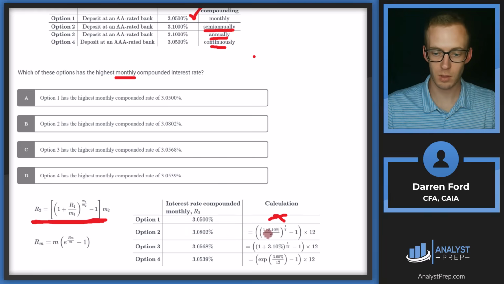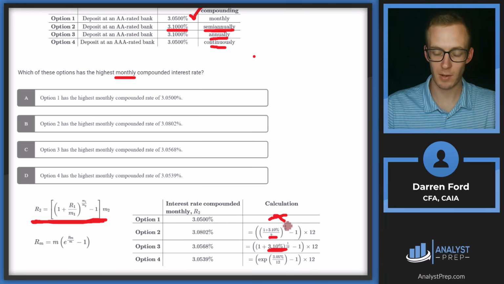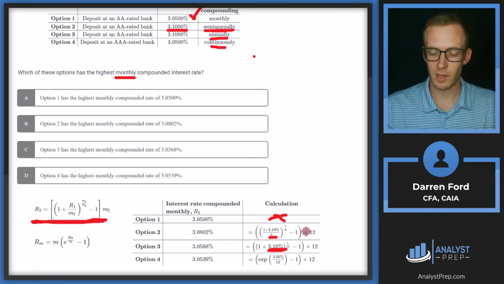So we're going to have 1 plus R1, which will be our interest rate. So we've got 3.1. And we're going to divide that by 2 since we're compounding semi-annually. And we notice right down here, we're not dividing by 2 since this is going to be compounded annually, not semi-annually. And then we're going to have M1 over M2. So we're going to have 1 over 6 here and 1 over 12 here, since we're compounding every 6 months here and every 12 months here. But we want to be compounding every month, since that's what we're looking for our interest rate. And then we subtract 1 at the end and multiply by 12 to get that monthly rate.